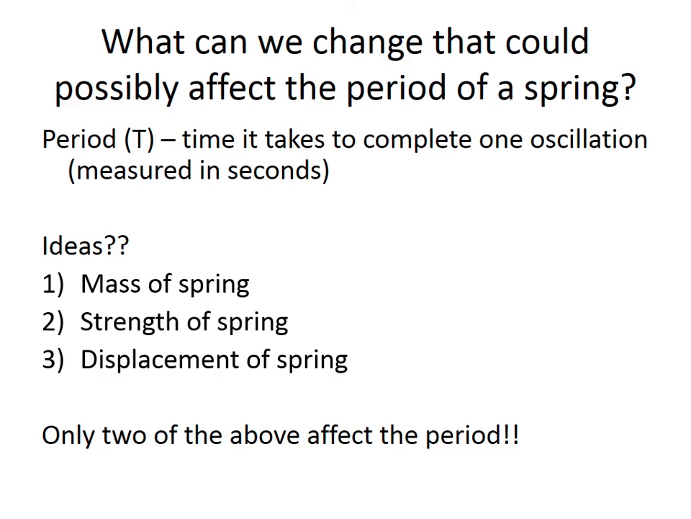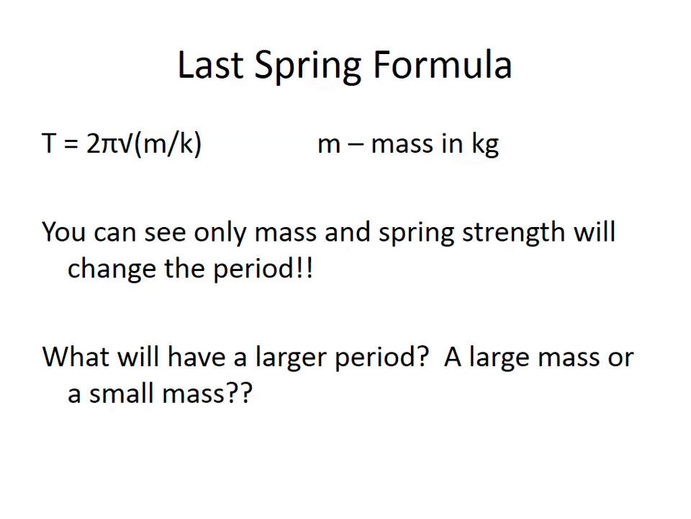Out of these 3 things that we can alter, only 2 of them actually affect the period. So try to think: which one do you think will not affect how quickly this thing will go back and forth? Don't be misled by when I say quickly. I'm talking about time. Which one will affect the time it takes to complete one entire oscillation, faster or slower? It turns out that mass and spring strength will change the period.